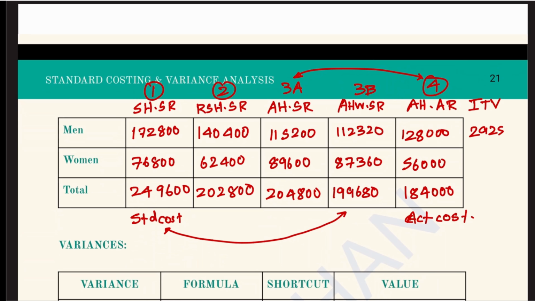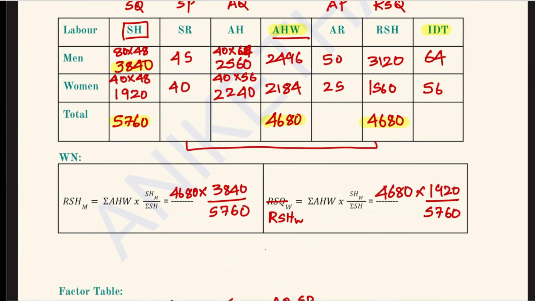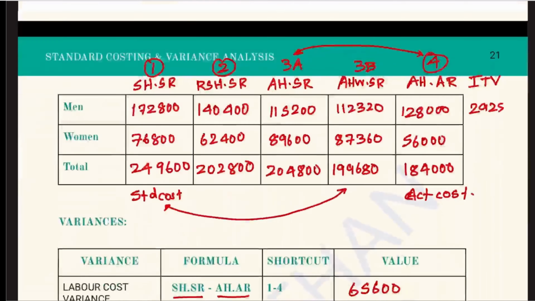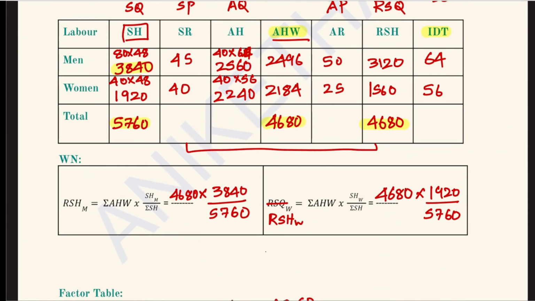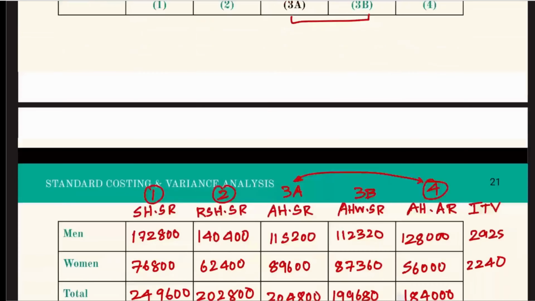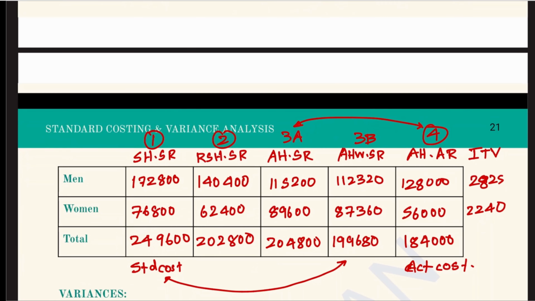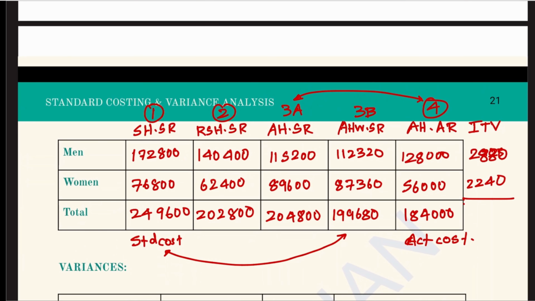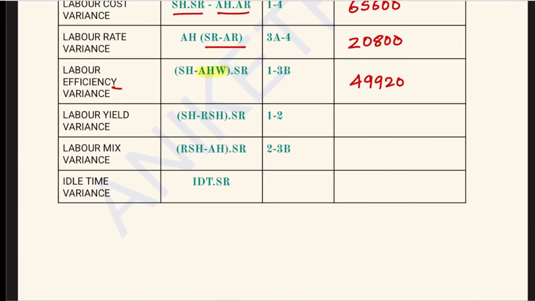2925. Next 56 into 40, 2240. So 64, I have to take 64, right? 64 into 45, 2,880. So total it is 5,120. So this is always minus. Idle time is always minus. So idle time variance now I will take as 5120.